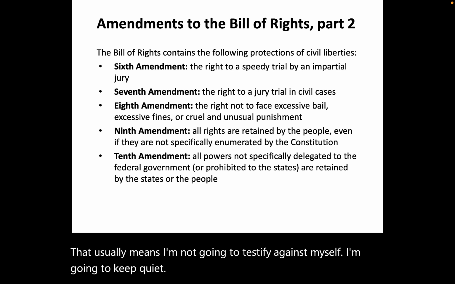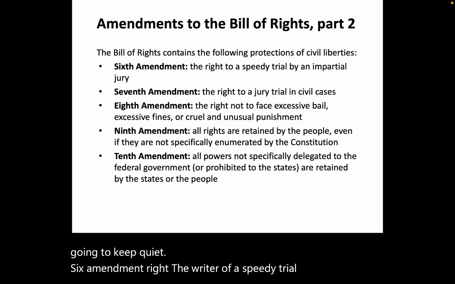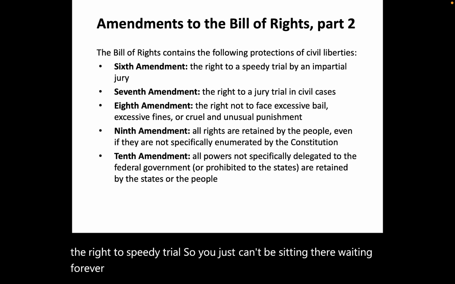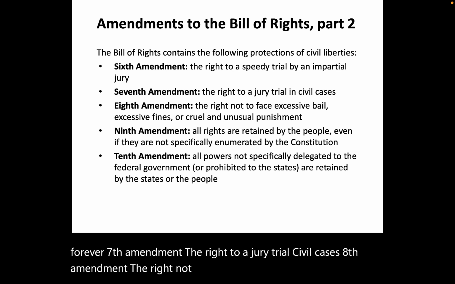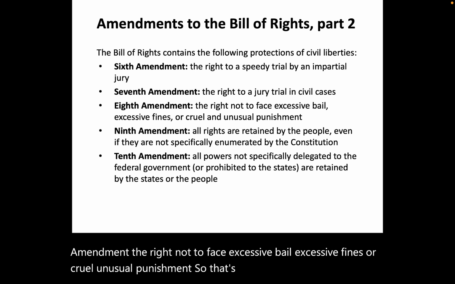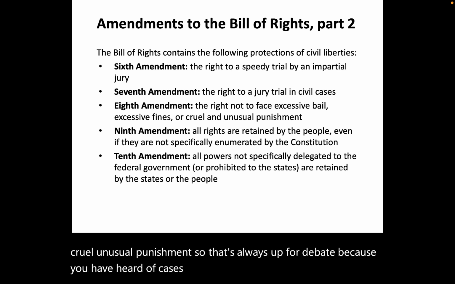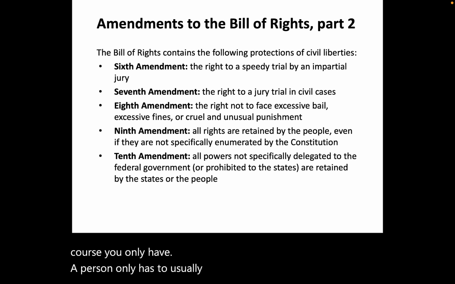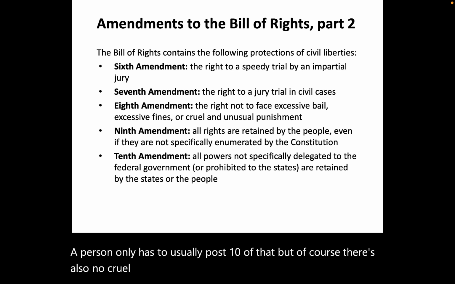Sixth Amendment, the right to a speedy trial, so you just can't be sitting there waiting forever. Seventh Amendment, the right to a jury trial in civil cases. Eighth Amendment, the right not to face excessive bail, excessive fines, or cruel and unusual punishment. That's always up for debate, because you have heard of cases where a judge says, "Your bail is set at $1 million or $2 million," and of course the person usually only has to post 10% of that. But of course, there's also no cruel and unusual punishment as well.